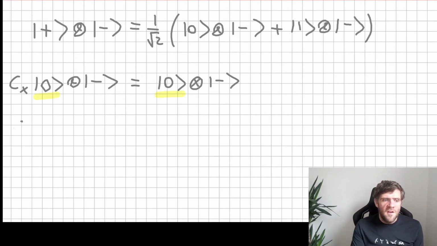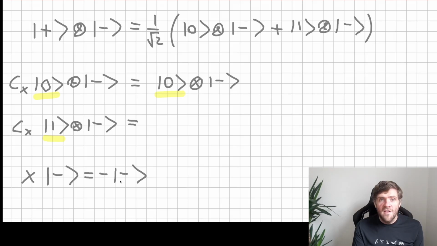But if we were to apply it to the other state, so the control knot applied to a 1 tensor producted with minus, what are we going to get? Well, in this case, the control qubit is in state 1, so we should be applying an x to the minus state. And when you apply an x to a minus state, it does not affect that state, but it does give you a global phase of minus. So what we get out here is a global phase of minus, but otherwise the same state.